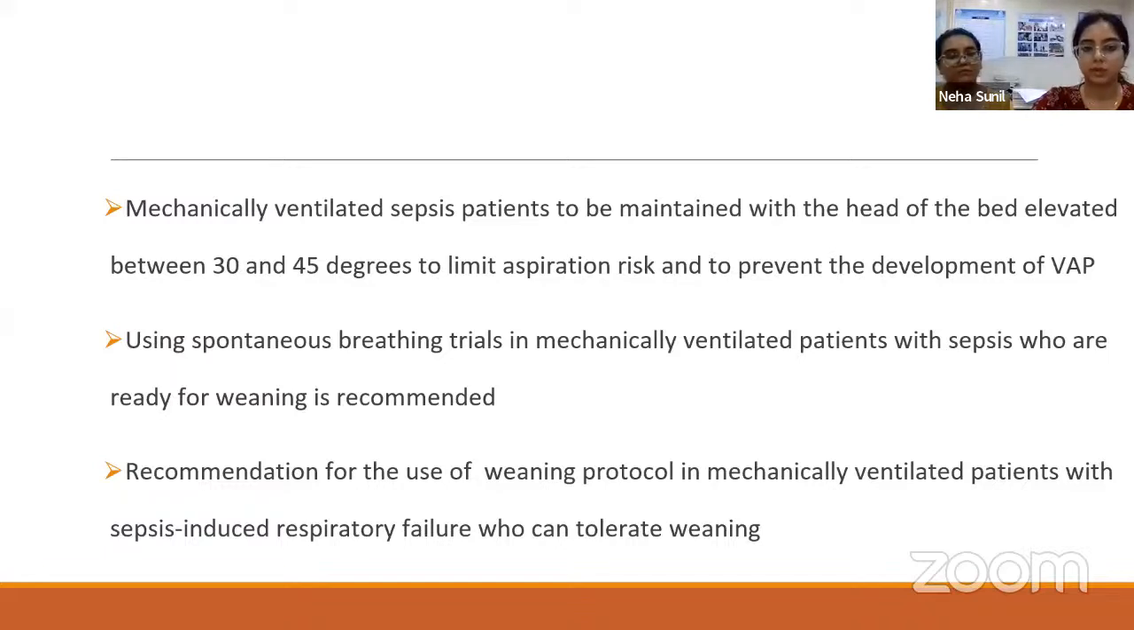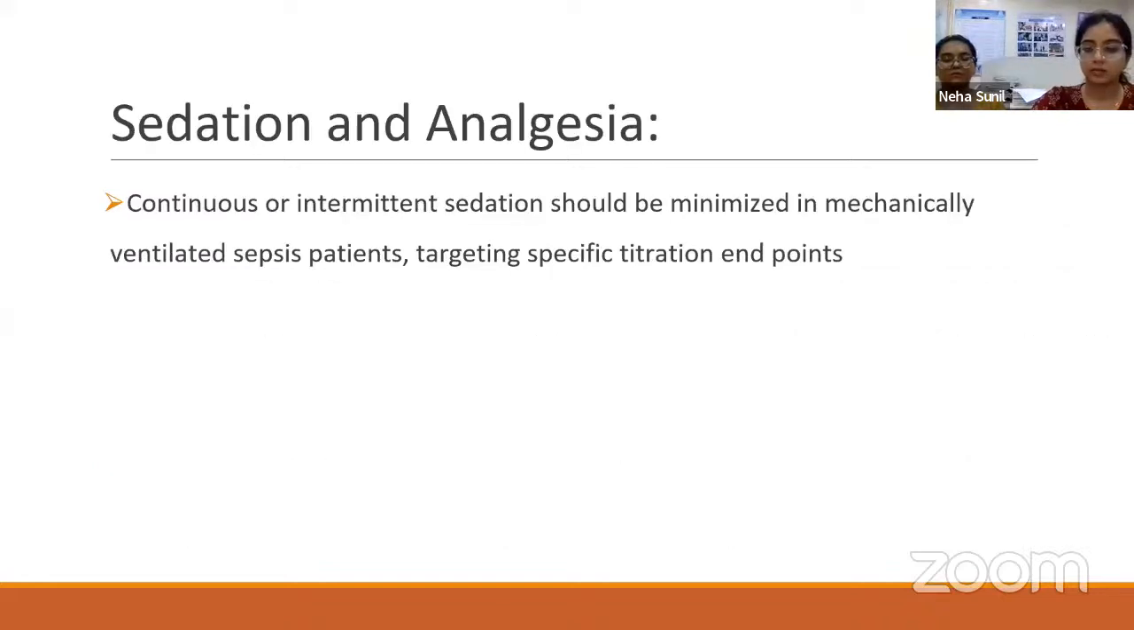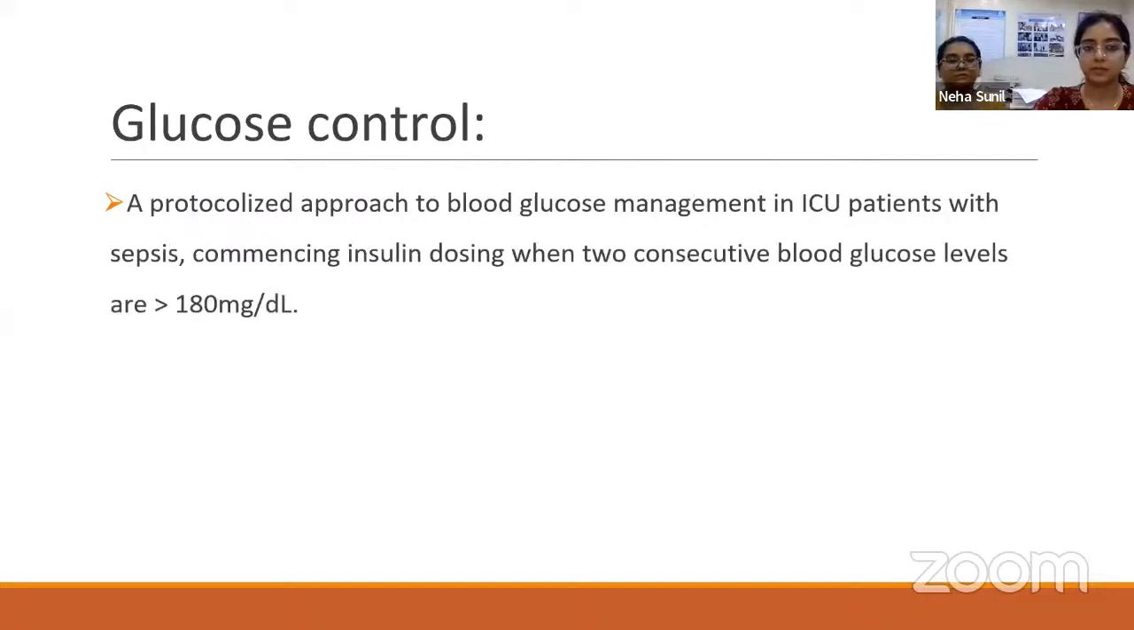Using spontaneous breathing trials in mechanically ventilated patients with sepsis who are ready for weaning is recommended. Recommendation for the use of weaning protocol in mechanically ventilated patients with sepsis-induced respiratory failure who can tolerate weaning. Sedation and analgesia. Continuous or intermittent sedation should be minimized in mechanically ventilated sepsis patients, targeting specific titration endpoints.